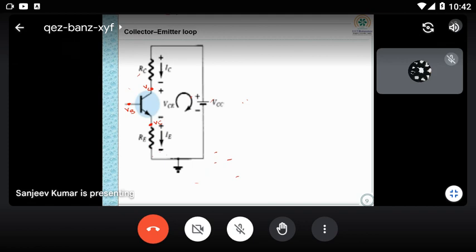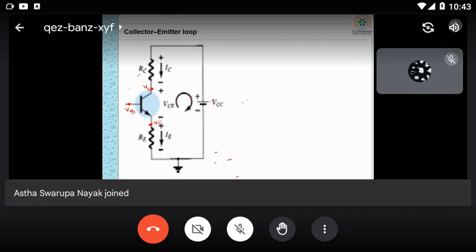Now can you tell me what is the KVL here? Anyone? Hello, am I audible to everyone? Yes, sir, audible. So can you tell me what will be the KVL here, if we apply the KVL at the output loop? You can see the current direction, because the supply voltage VCC is there. Can you apply the KVL?